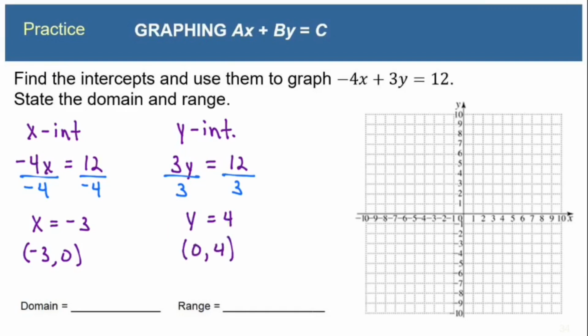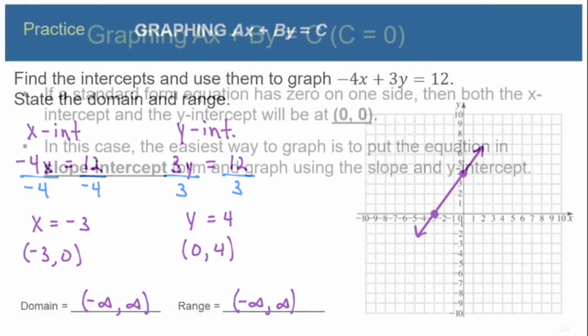So now we plot both of those points. (-3, 0) is on the x-axis here, and (0, 4) is on the y-axis here, and there's our line, and the domain and range are both negative infinity to positive infinity.